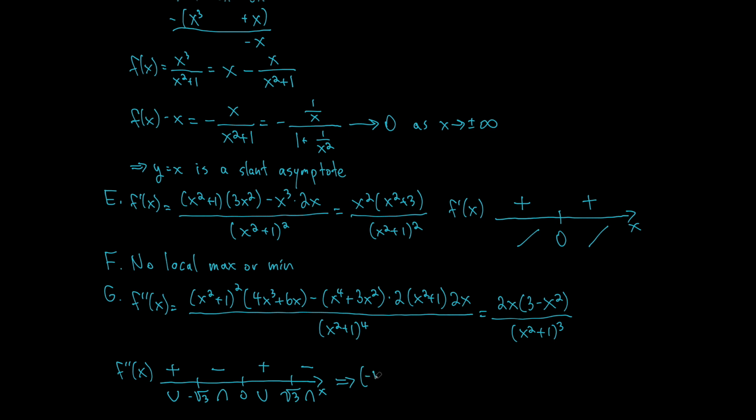So we have inflection at minus rad 3, minus 3/4 rad 3, at 0, 0, and at rad 3, which we plug in to get 3/4 rad 3. Remember to always plug back into your original function. So all of these are inflection points.